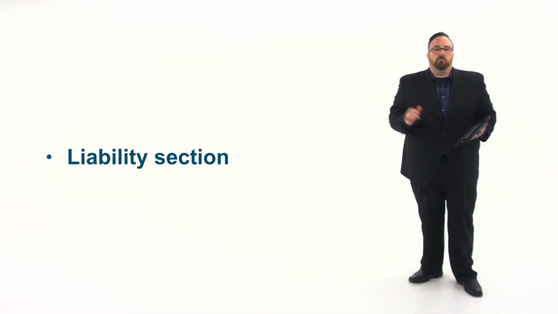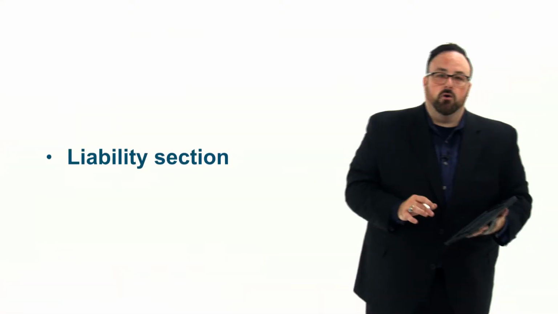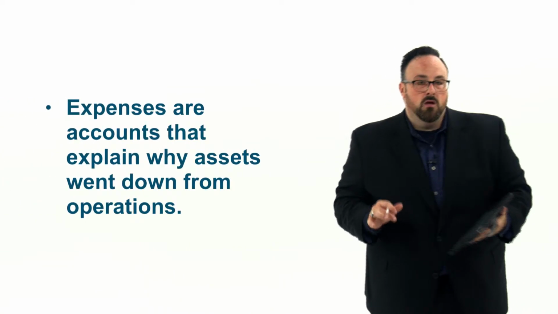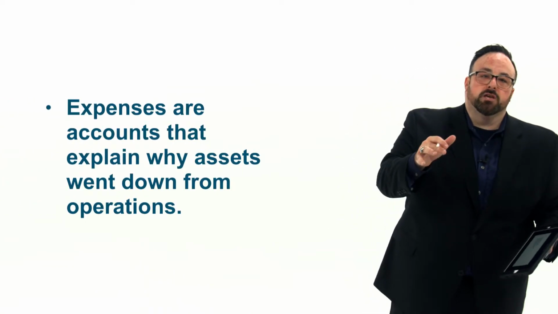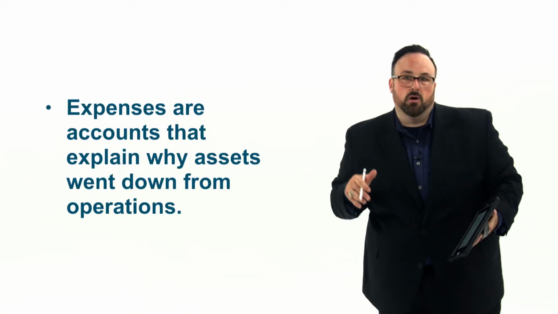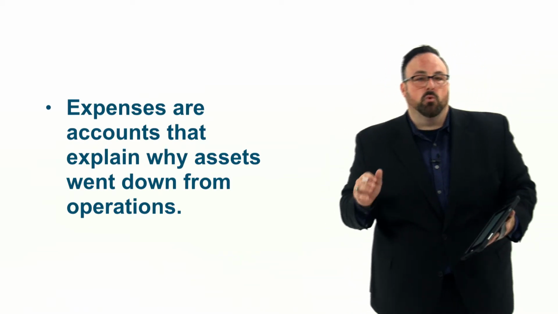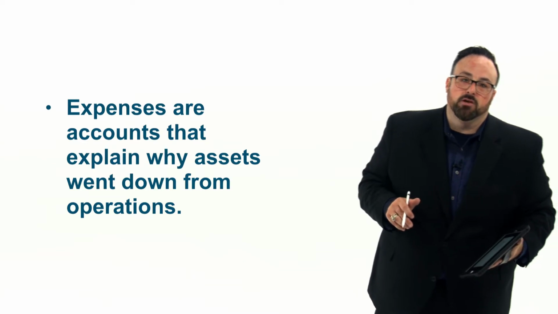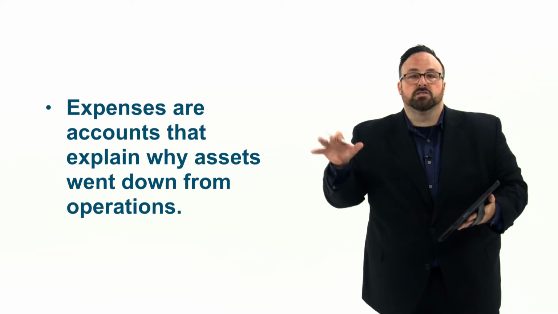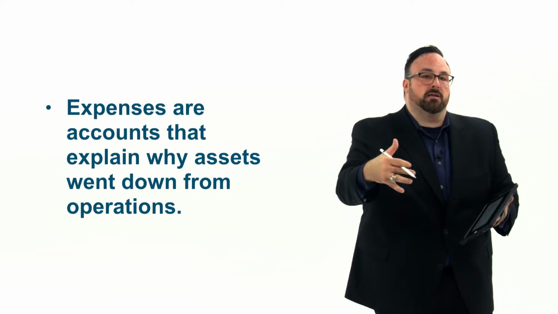Let's discuss the liability section. Very important for the owner, because in the liability section is where the expenses go. Expenses are accounts that explain why assets went down in the business operations. Not necessarily a bad thing, often expected.